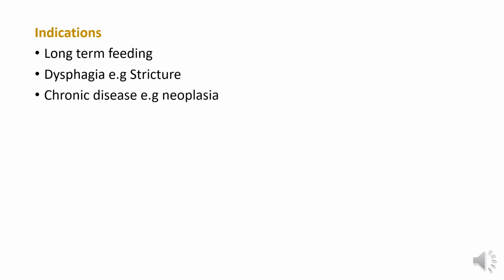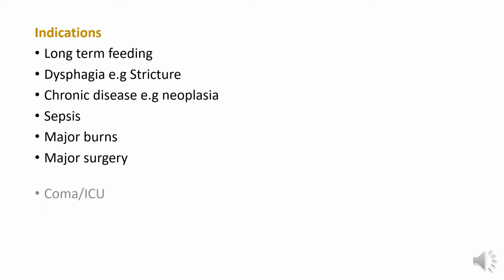And then chronic disease, for example neoplasia, in this case there is excessive catabolism. The GIT is still intact, so you can still do enteral feeding. Then sepsis, the GIT is not affected, you can still do enteral feeding. Major burns, if the burns do not involve the gastrointestinal tract, you can still do enteral feeding. Then major surgeries, and coma, that is patients in ICU.